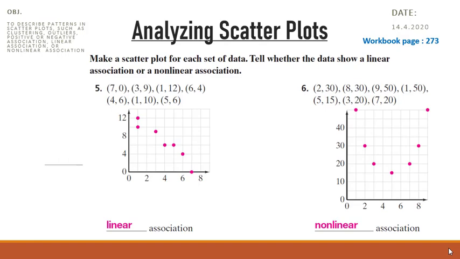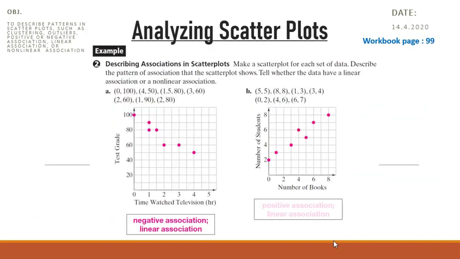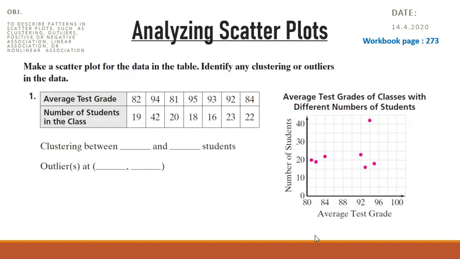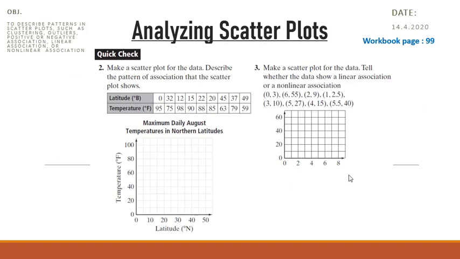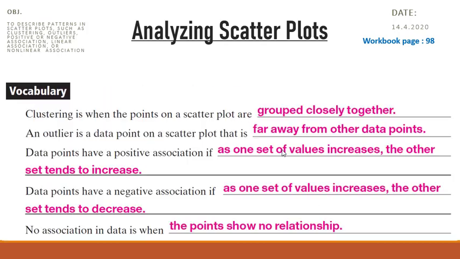What is the meaning of clustering? I don't understand. Okay, the clustering, look at this for example. In this one, all points are in this place, right? Except this one. So these points are clustering. They are grouped together. In this graph, all points are grouped, clustering, in this place. And we have a point there. This point is an outlier. So the cluster is when the points are grouped closely together, and an outlier is a point far away from other data points.